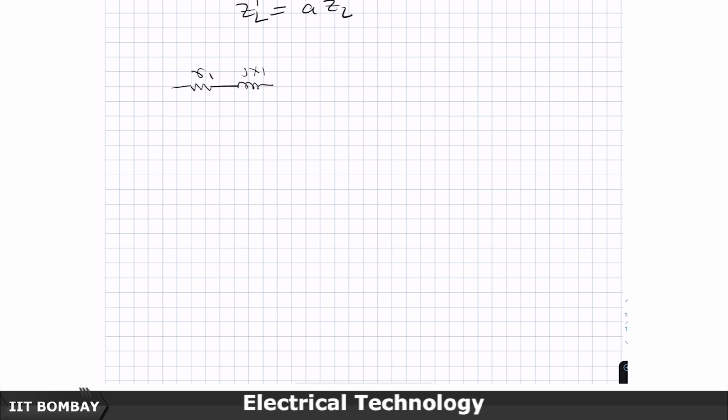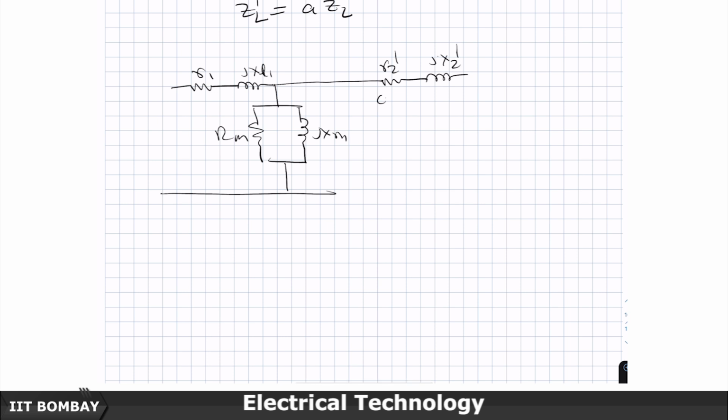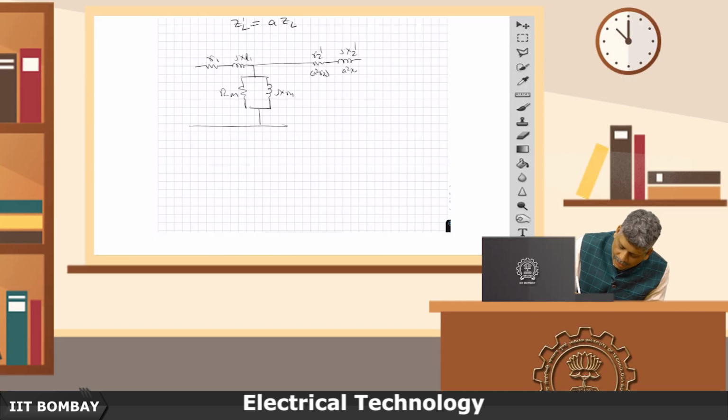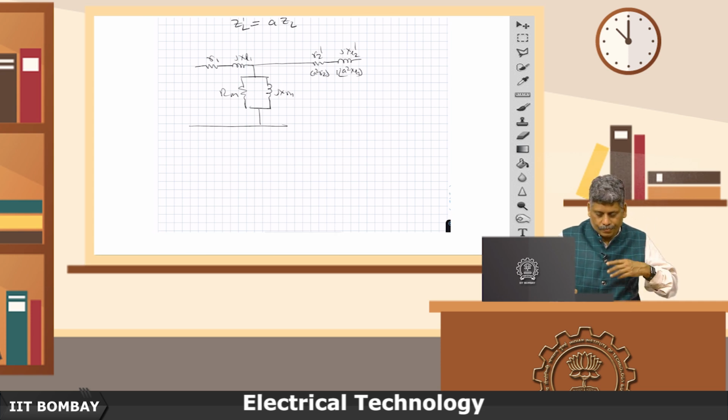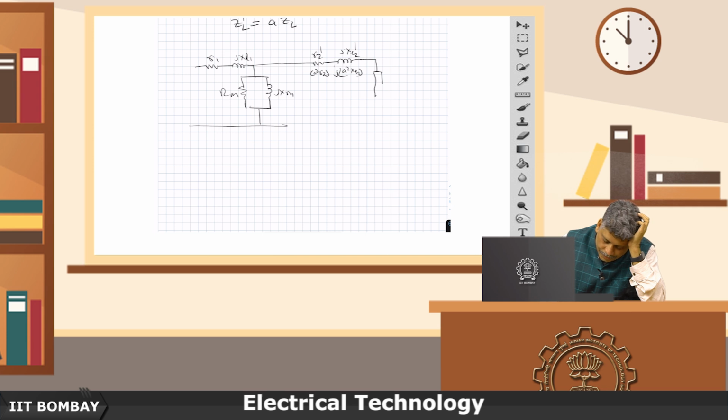So, the equivalent circuit now is going to look like this: R1, jXL1, RM, jXM, then R2 dash, jX2 dash. This is A square R2, this is A square XL2, L is indicating leakage, j times of that, and then this is ZL dash, which is A square ZL.